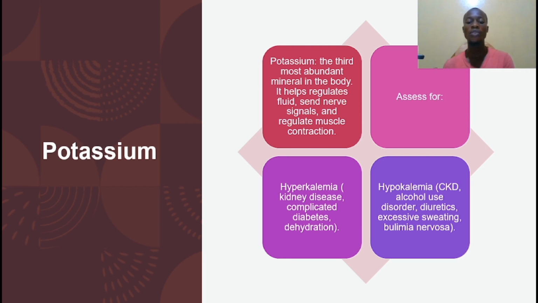So for potassium we assess for what we call hyperkalemia, which is an increased level of potassium. This occurs when there is kidney disease or complicated diabetic dehydration, because diabetes is a very bad sickness. When we are discussing diabetes, you will understand that there are two major classifications: the dependent diabetes and independent diabetes.